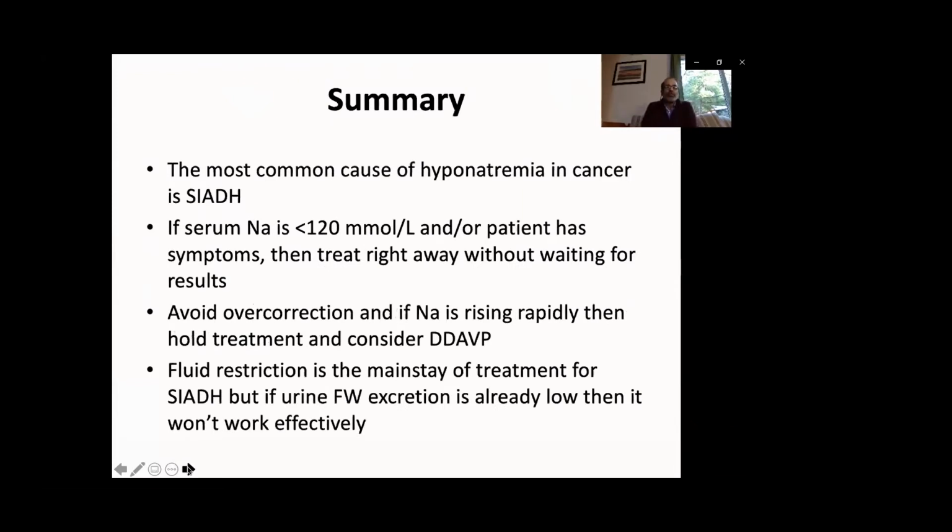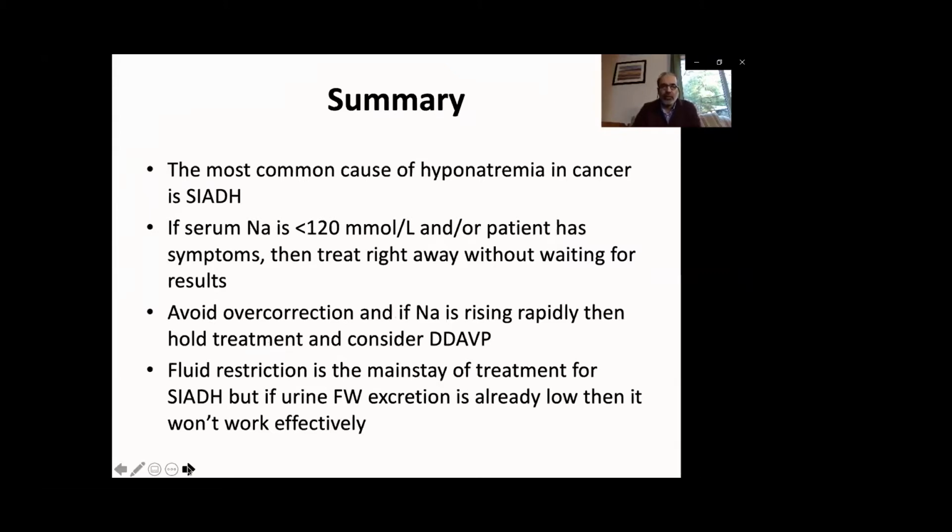So in summary, the most common cause of hyponatremia in cancer is SIADH. If serum sodium is less than 120, or the patient has symptoms, then treat right away without waiting for results. Avoid overcorrecting, and if it does happen, consider giving dextrose and DDAVP. Fluid restriction is the mainstay of treatment for SIADH.